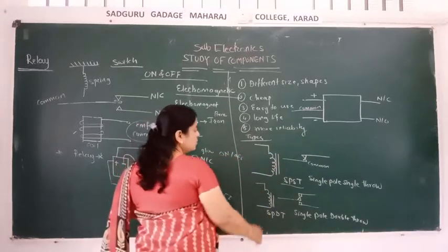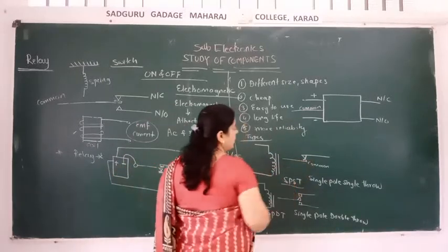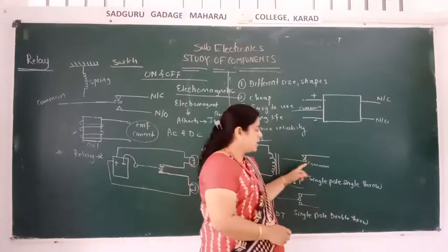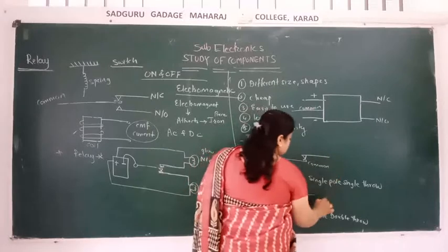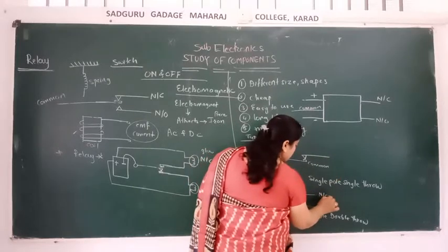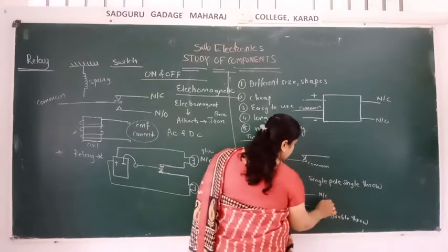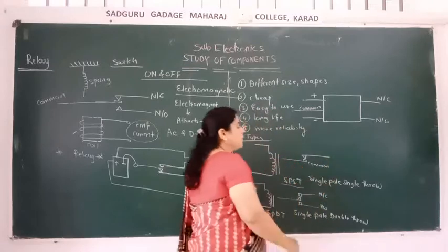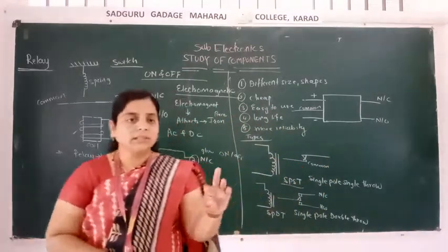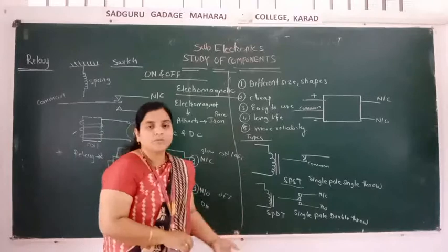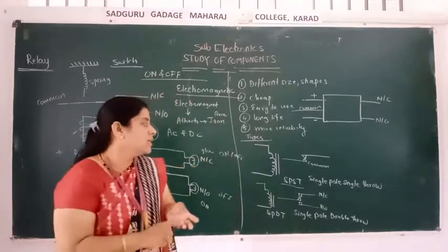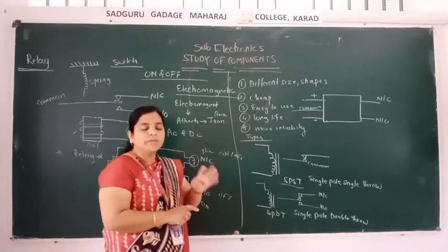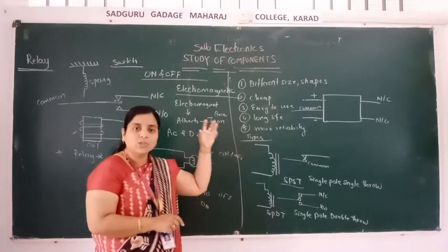Okay, so this is what? Common line, only one throw is there. If it is connected to up, then what will happen here? This is normally closed, this is normally open. So here normally only one throw is there. So there are many types of switches, that is SPST switch, SPDT switch, DPDT switch and DPST switch. Okay, four types of switches that we see in the switch.